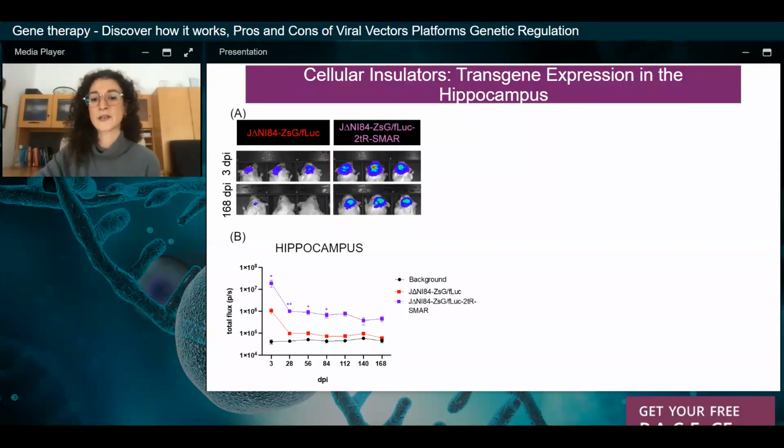Again, we delivered them in the hippocampus of these mice, and here in the graph, you can see the red line is the virus containing only the viral insulator in the ICP4 locus, and it shows a peak at 3 days and a decline by 1 month. But our new vector with the cellular insulator elements, reported in purple, showed a significantly higher expression level compared to the viral insulator on its own, and it stayed significantly higher for the entire time course analyzed.